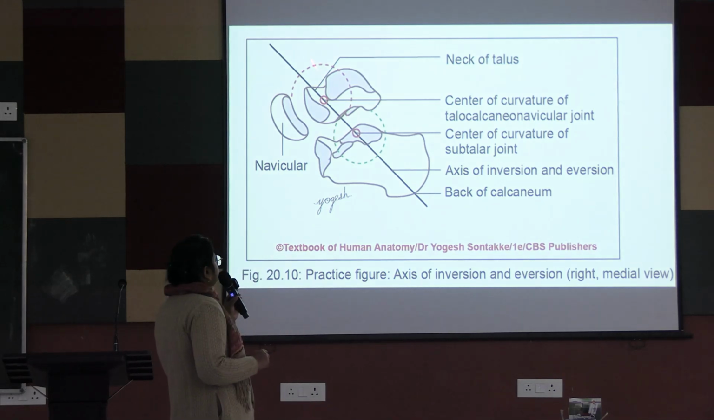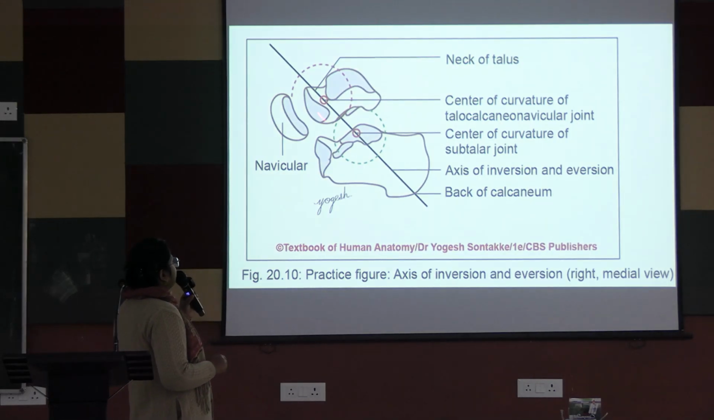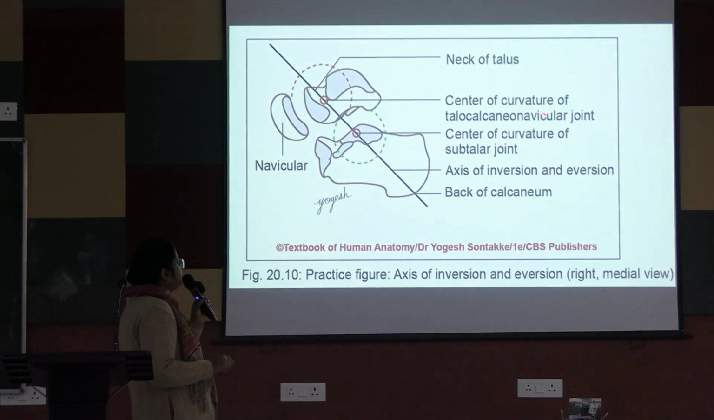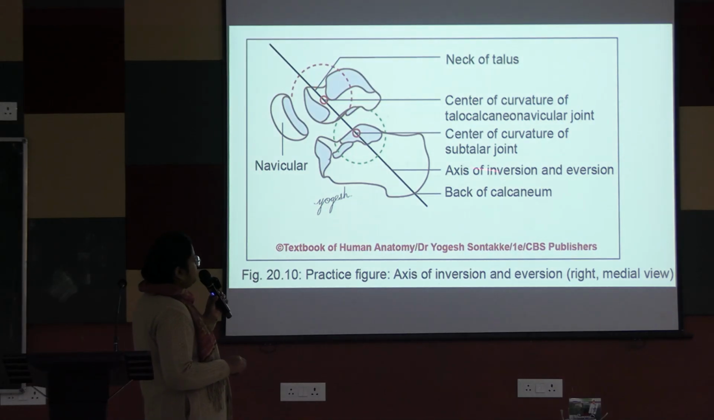So these are the joints involved and the axis for inversion and eversion. The axis for inversion and eversion passes through the neck of the talus. This is the neck of the talus; this is head, neck, body. It passes through the center of curvature of the talocalcaneonavicular joint. Another point passes through the center of curvature of the subtalar joint. Here is the axis of inversion and eversion, and it also passes through the back of the calcaneum.